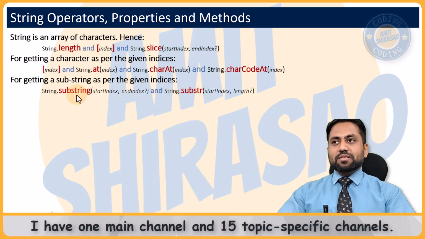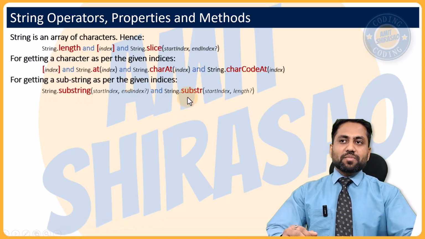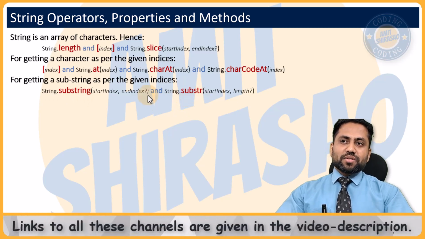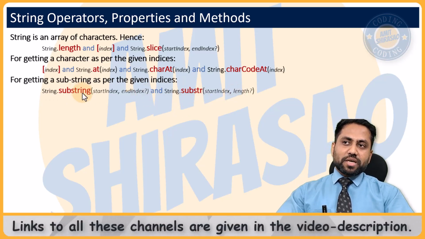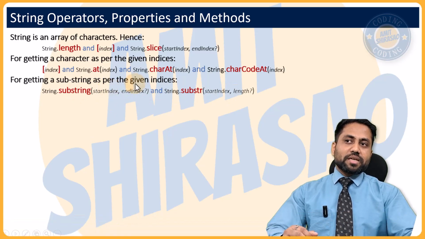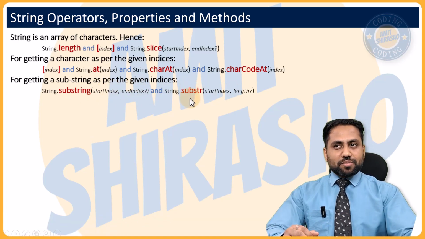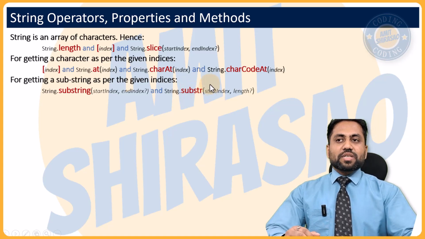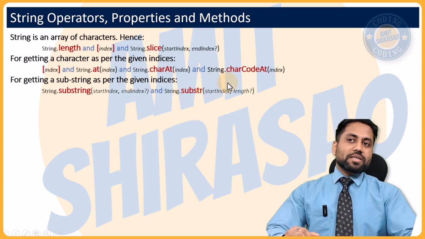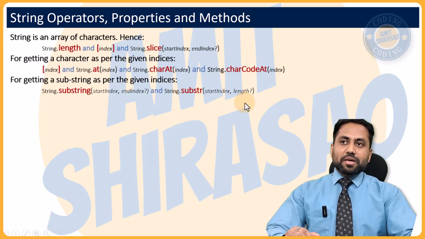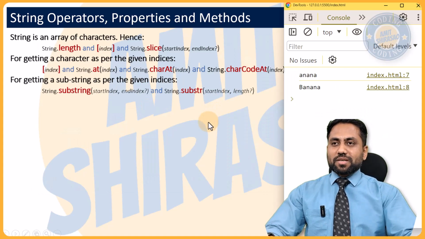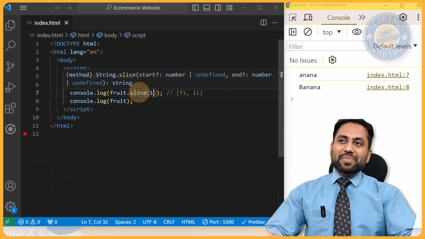So there are two methods, substring and substr. The difference between the two is that in substring you say start from this index and end at this index, whereas in substr you say start from this index and go until your substring becomes of this length. Okay, so I'll give an example. For this you really need an example.